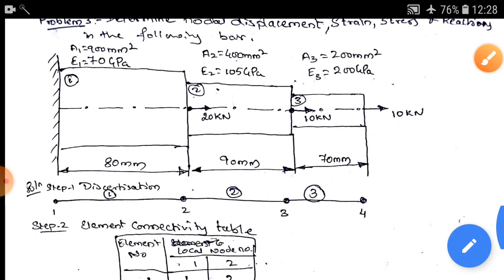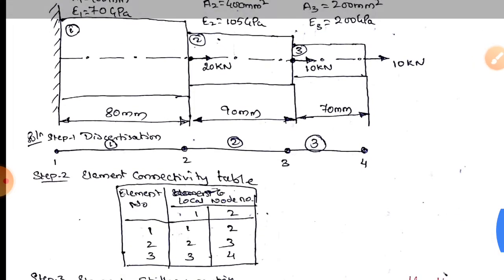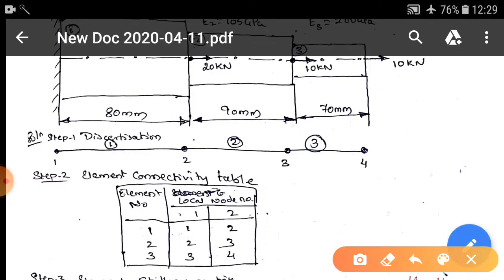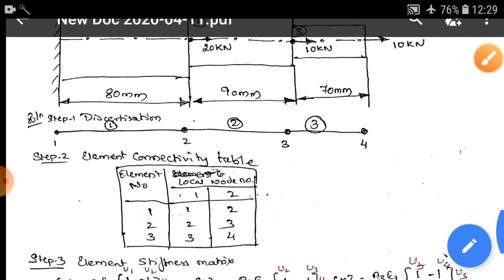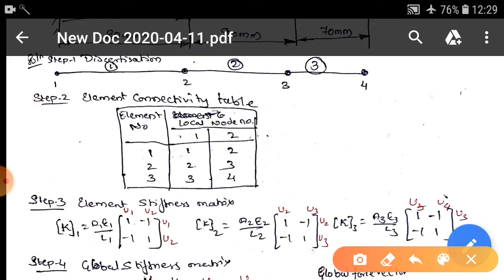I will give you the steps also, almost all the steps. Step 1 is what? Again, discretization. I have discretized into 3 elements. Element nodes 1, 2, 3, 4. Element 1 is associated between nodes 1 and 2, 2 is associated between 2 and 3, 3 is associated between 3 and 4. So our element connectivity table in the next step: element 1 is connected between 1 and 2, element 2 between 2 and 3, element 3 between 3 and 4.